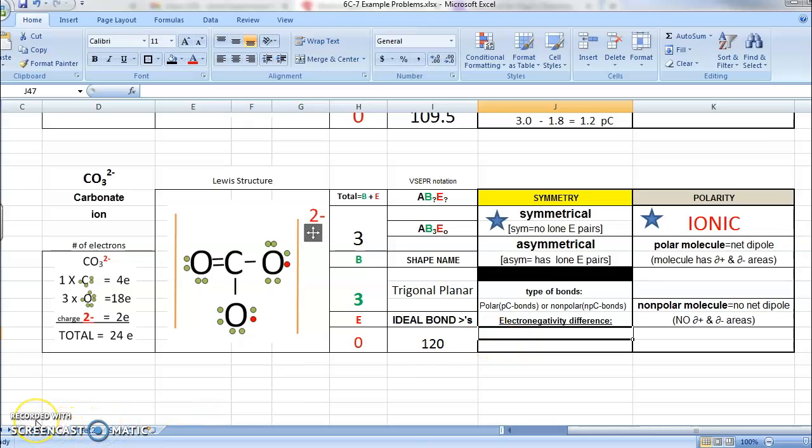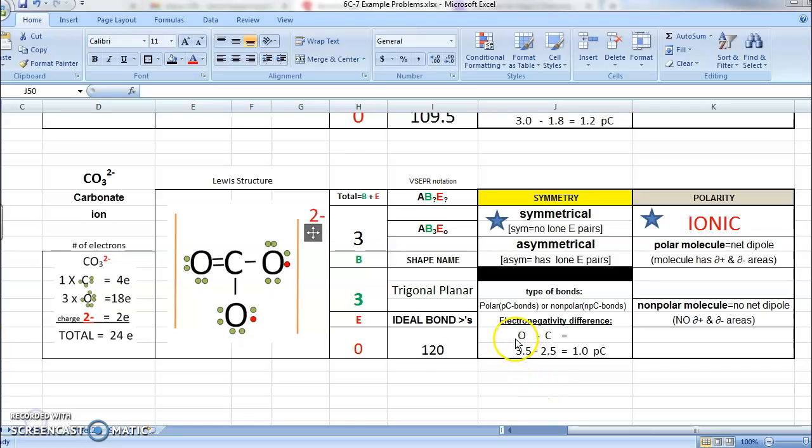That would be a polar covalent bond, but it wouldn't matter because the little dipoles cancel out. Again, oxygen's 3.5, carbon's 2.5. The difference is 1.0. The bonds would be polar. If there was no charge, the bonds would be polar, but the little dipoles would cancel out, making the molecule nonpolar. But in this instance, since it's charged, the strongest force is ionic on this thing. This is not partially charged. This is fully charged. What state of matter would we expect this carbonate ion to be in since it's fully charged? The carbonate ion is going to be something that would exist as a crystal lattice.